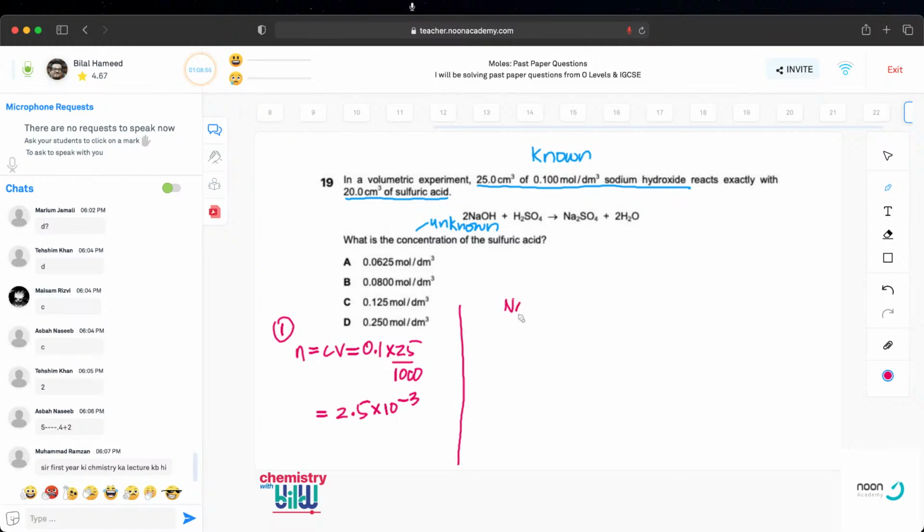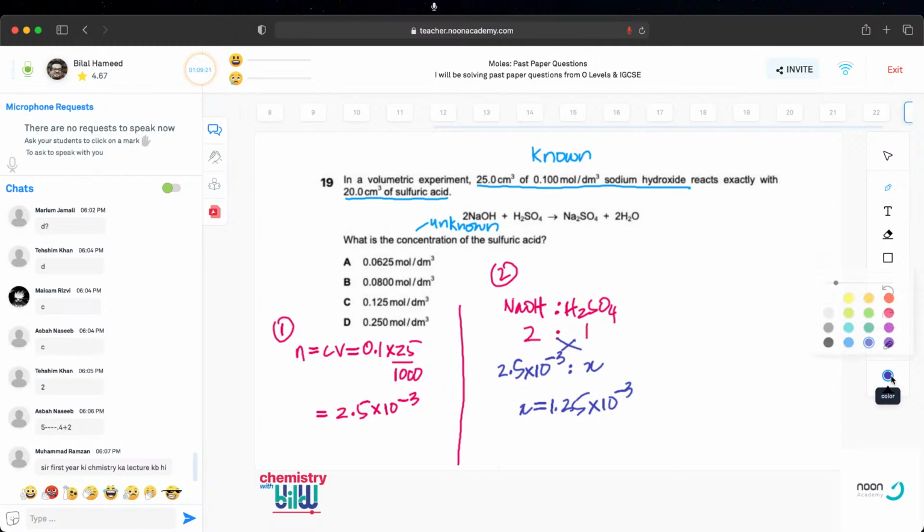Step 2, ratio क्या है? 2:1. So what do I have? 2.5 times 10 power minus 3 is 2x. And you cross multiply, and what do you get? X as 1.25 times 10 power minus 3.